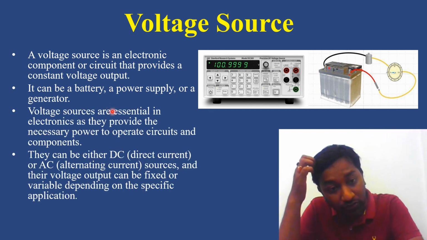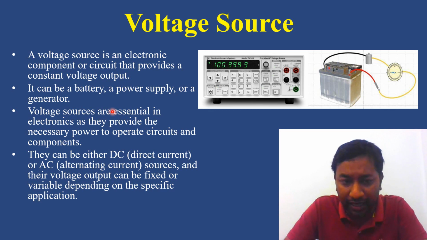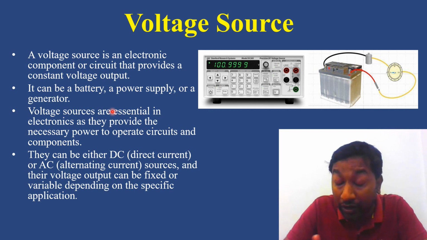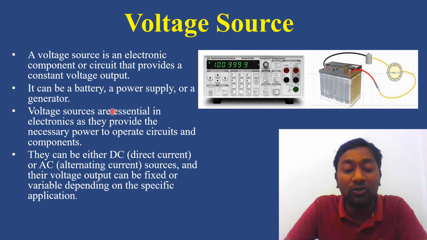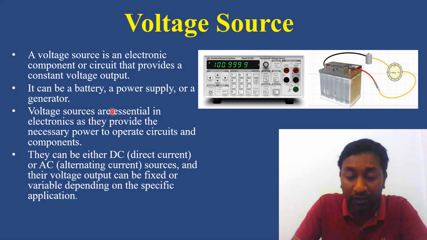Voltage sources are essential in electronics as they provide the necessary power to operate circuits and components. They can be either DC, direct current, or AC, alternating current sources, and their voltage output can be fixed or variable depending on the specific application. So these overall things come under voltage sources.